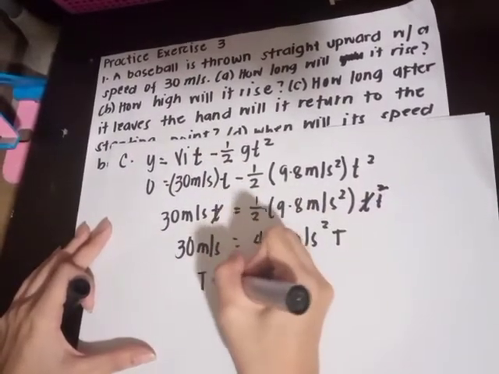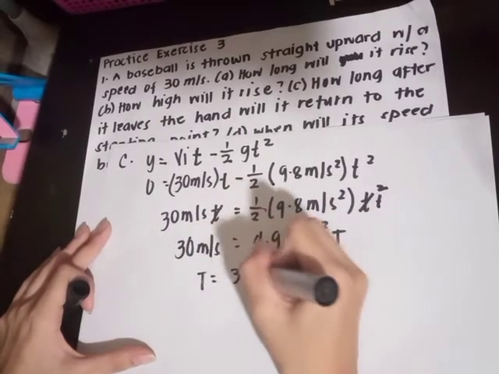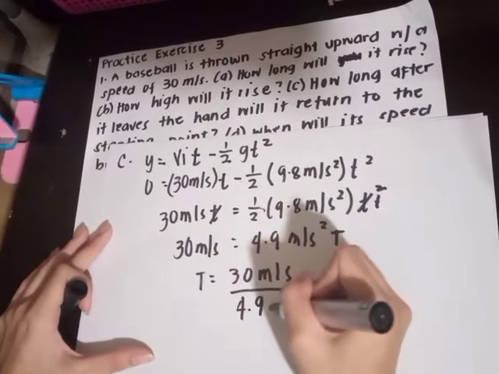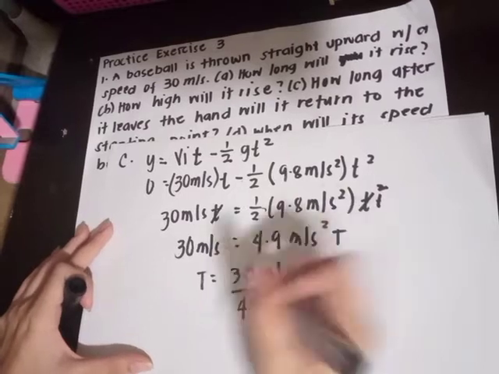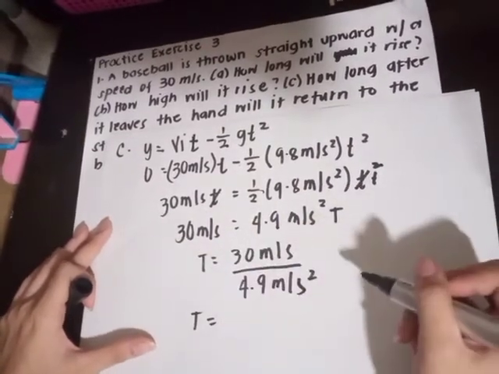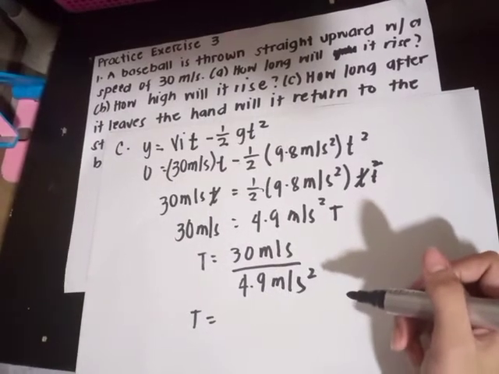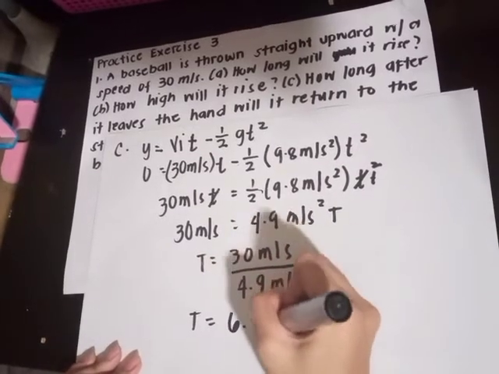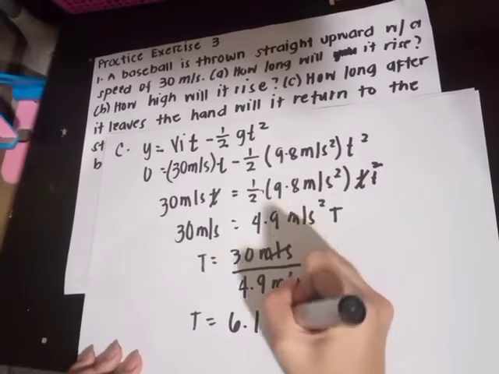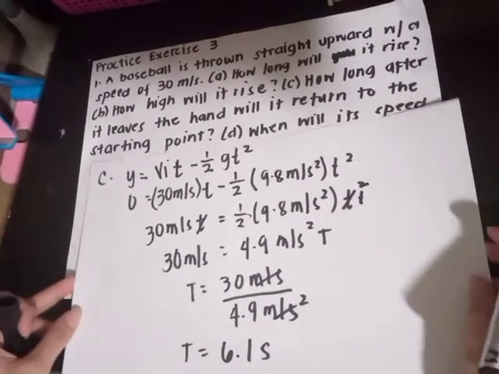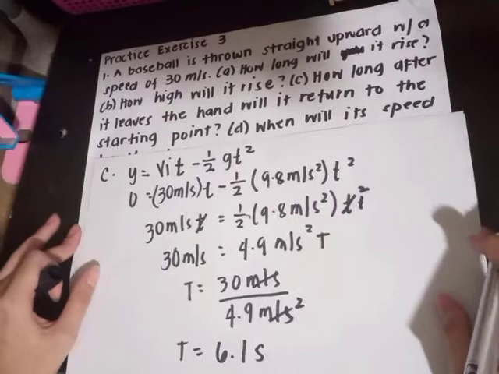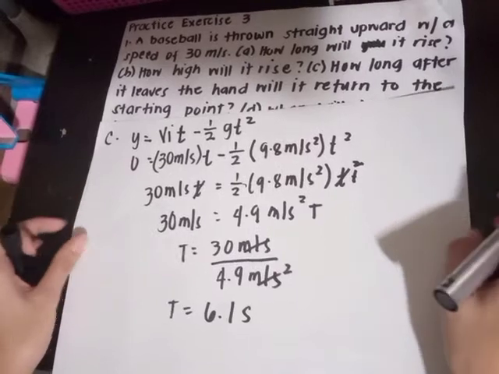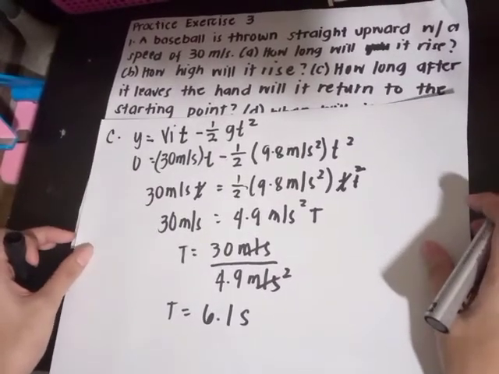So, kunin natin yung formula ng time. It's 30 meter per second over 4.9 meter per second squared. So, 30 over 4.9 is 6.1, and then cancel, we have seconds. So, for question C, how long after it leaves the hand will it return to the starting point? We have the answer of 6.1 seconds.